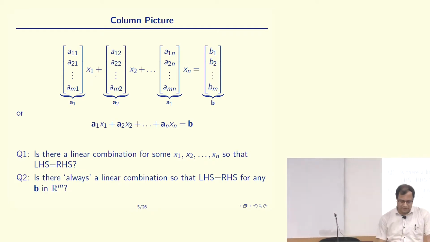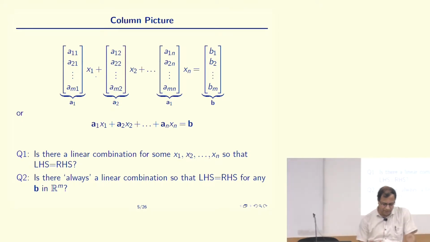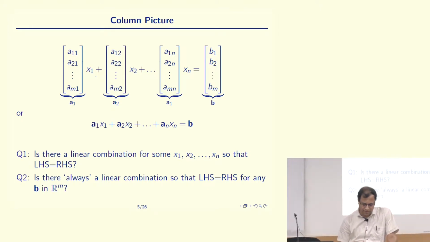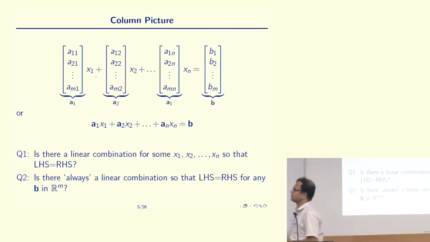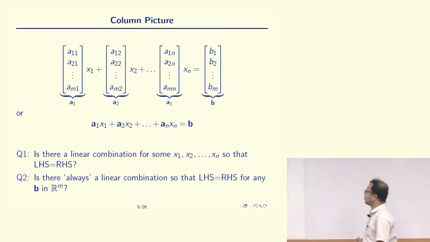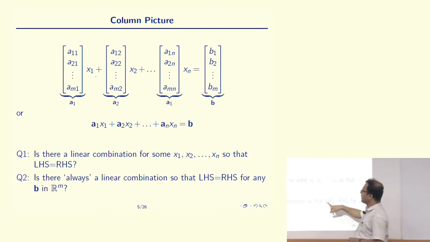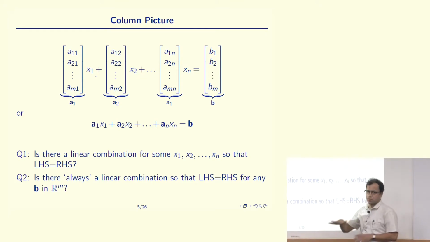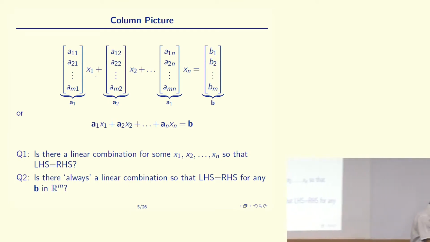So that's the first type of questions. So if there is a linear combination of some x1, x2, xn, so that the left hand side equals the right hand side. Now the another question, to understand it more effectively, we want to see whether this system has always a solution or not.